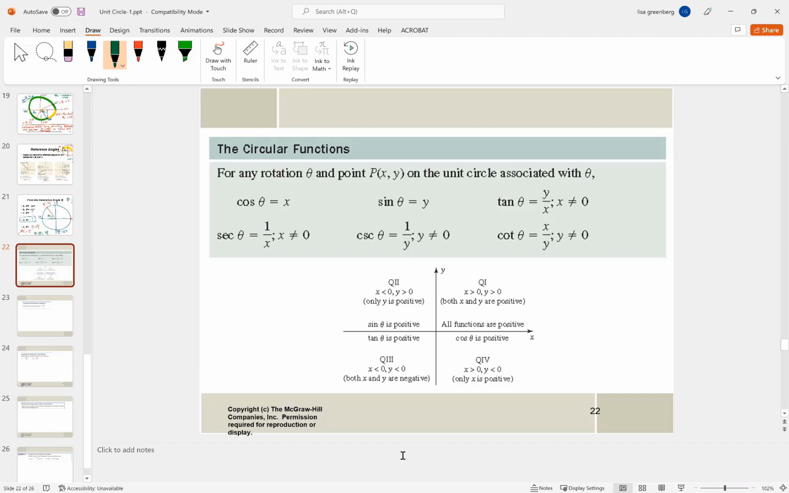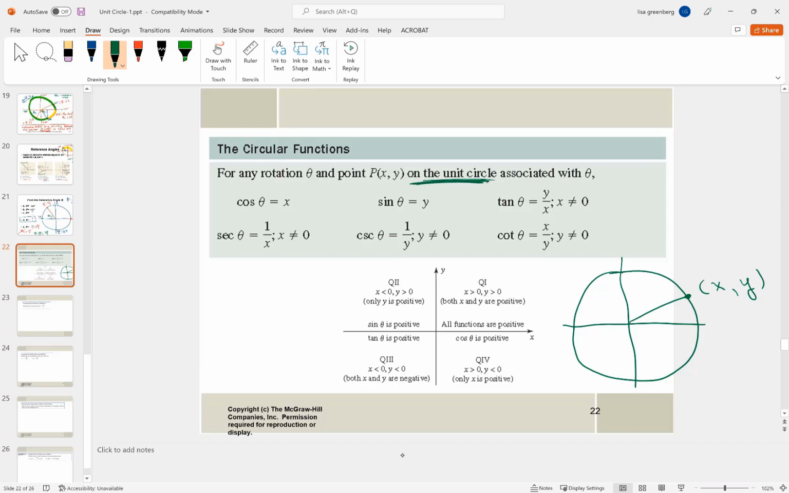We have these points on our unit circle. We call them X and Y. So if we have our circle, whatever this point is, we have an X value and a Y value. On my unit circle, I'm going to say only on the unit circle, because if it's not on the unit circle, we have a little bit different thing we have to do.